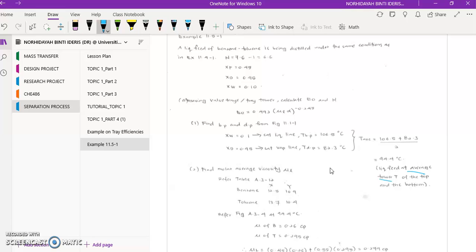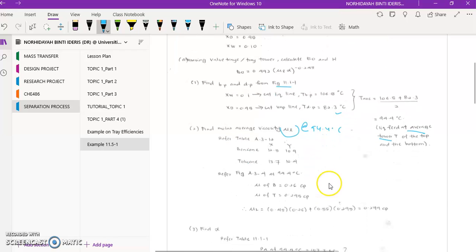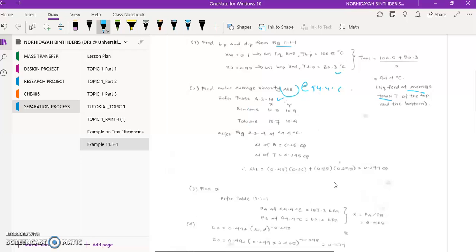And how you're going to find it is, the first one, you need to look up the boiling point and dew point from figure 11.1-1. So for our case, at xW 0.1, that will give you the T boiling point of 106.5, and at yD 0.95, this will give you the respective value of the dew point, and that will give you the T average for your column of about 94.4 degrees Celsius. So you need to look up the viscosity of the benzene and toluene at this specific temperature of 94.4 degrees Celsius. To look up the viscosity, you need to refer to table A3-12 and also refer to figure A3-4.